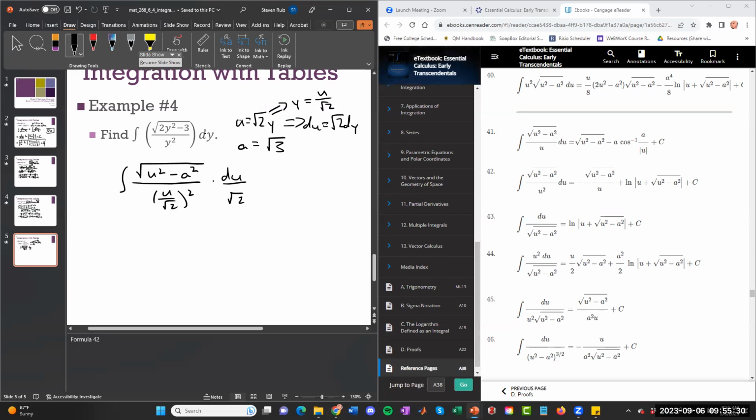I'm at time. I'm going to ask you for 20 more seconds so I can really show you that this is going to work. So this is the square root of u squared minus a squared, over u over 2, times du over radical 2. Yeah, you're right. That's the whole point. What's radical 2 over 2? That's 1 over radical 2. So I think if I pull that out, I'm going to get radical 2.